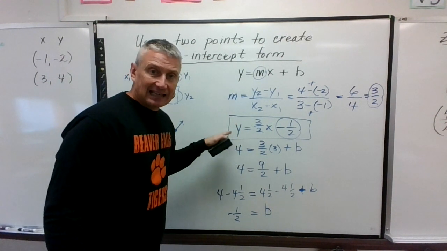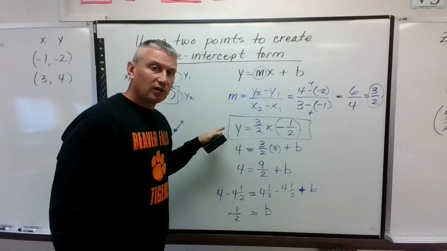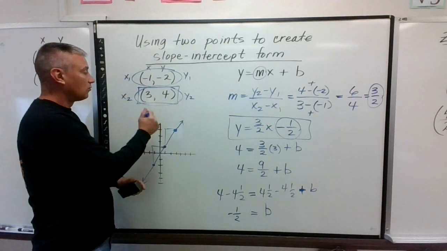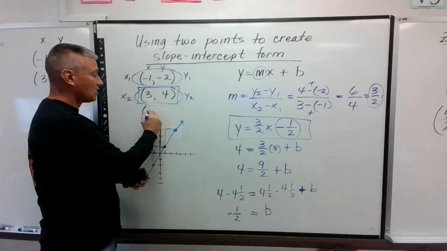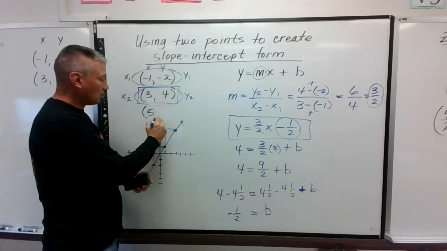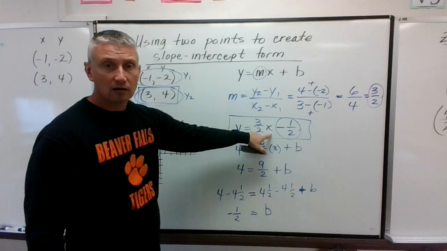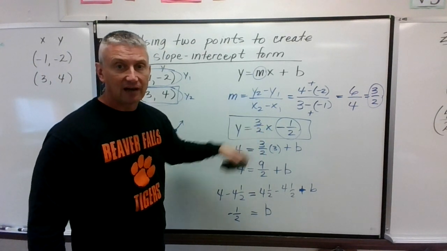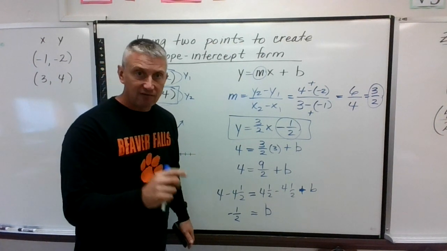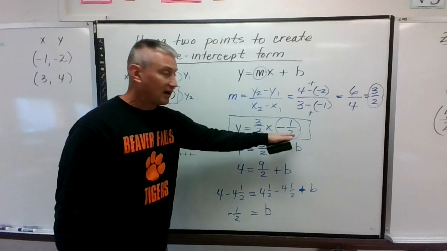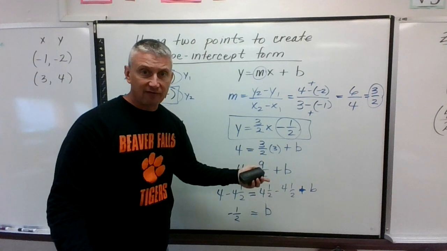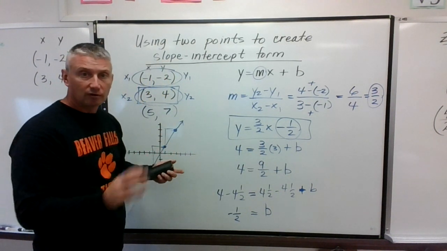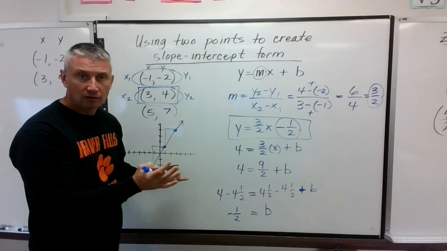The reason we created this in slope-intercept form is because what if I wanted to know what the answer is if I put the next point in, maybe a 5. Well, if I insert a 5 in here, then I could do 3 halves times 5, which is 15 halves, which is 7 1/2. And 7 1/2 minus 1/2 is 7. So my y would be 7. So this line should also go through the point (5, 7).